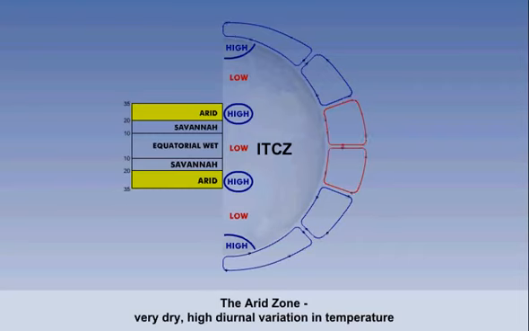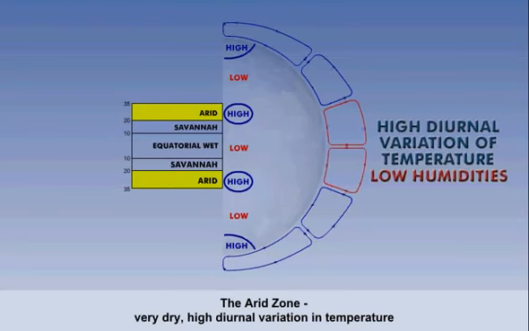Over the land, the cloudless skies will cause surface temperatures to soar during the day and plummet at night. This massive surface diurnal variation and very low relative humidity creates a desert environment. In fact, all of our major deserts are situated within this zone.